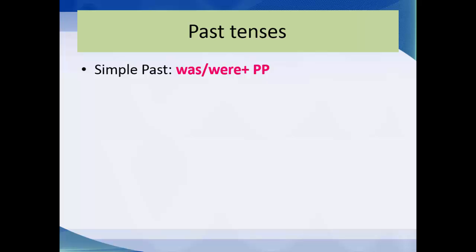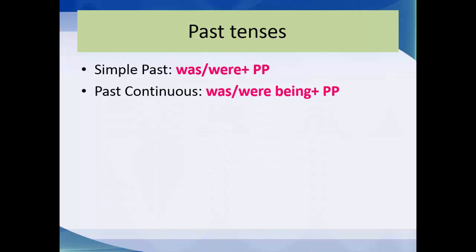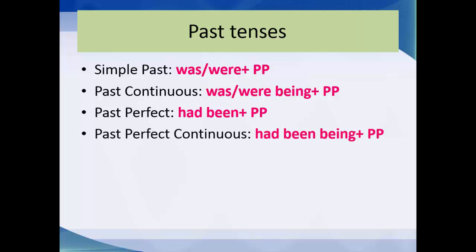The simple past, we use was or were plus past participle. In the past continuous, we use was or were being plus past participle. In the past perfect, we use had been plus past participle. In the past perfect continuous, we use had been being plus past participle.